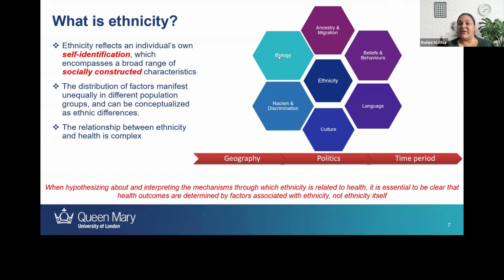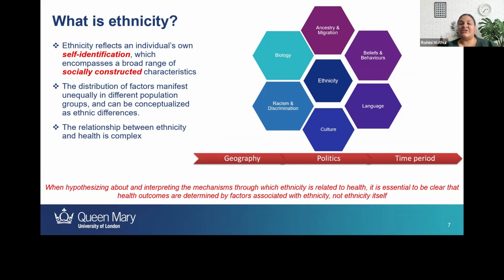So in the UK, and indeed in many other settings, ethnicity is considered to reflect an individual's own self-identification. And this encompasses a broad range of socially constructed characteristics, as well as some biological and genetic variation. So this can include aspects such as people's beliefs and behaviors, their culture and language, and also their experiences of racism and discrimination. And the fact that these factors are distributed unequally in different population groups can be conceptualized as ethnic differences. And so ethnicity as a concept can be thought of as a basket, which allows us to explore and unpick all of these different drivers of health inequalities.